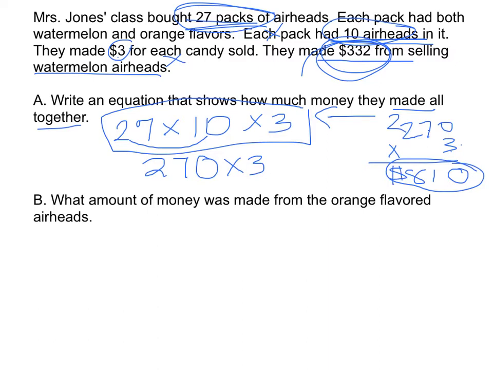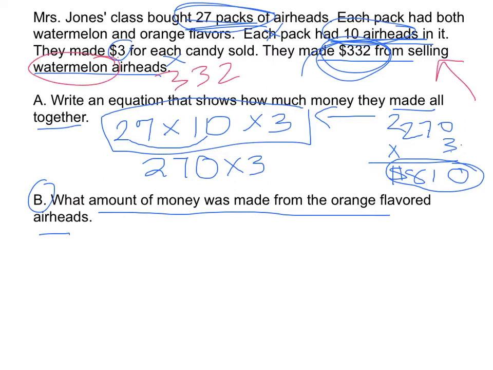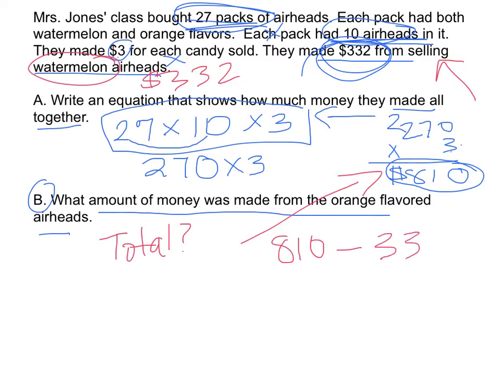Now, let's go to B. What amount of money was made from the orange flavored Airheads? Wait a minute. This is where this piece of information is important now. Look. This is from watermelon. So if 332 were from watermelon, how much came from orange? Well, what is my total amount made? Well, my total we just found out right here is 810. So to find out how much they made from orange, I'd have to subtract the watermelon, which is 332, from 810. So 810 minus 332.